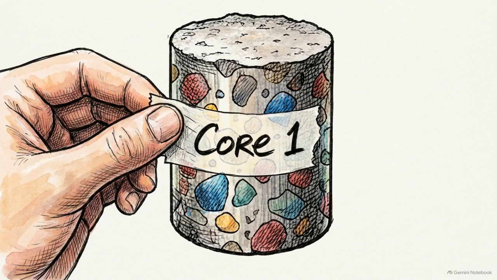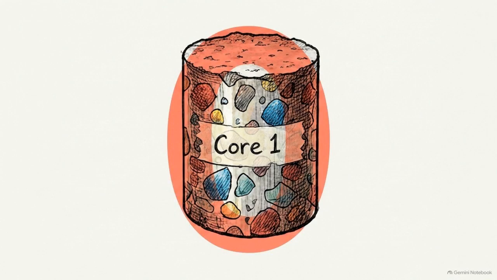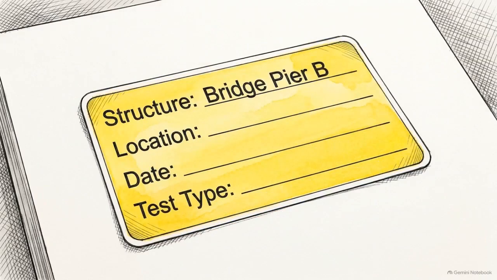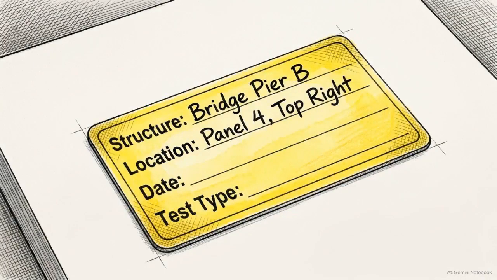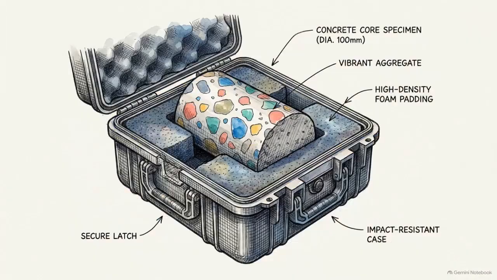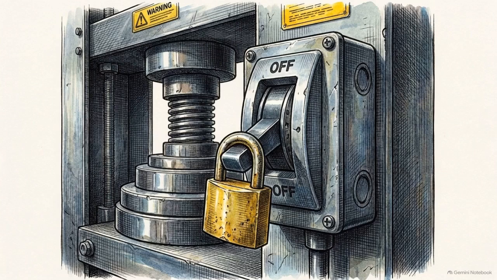Finally, all of this physical precision is wasted without proper administration. A specimen arriving at a lab labeled simply Core 1 provides zero value for quality control. Valid traceability relies on strict parameters. The inspector must document the structure, the exact location on the panel, the date of placement, and the required test. C1604 exists entirely to protect the integrity of the specimen post-extraction. Without these strict physical and administrative controls, the laboratory test is compromised before the machine is ever turned on.